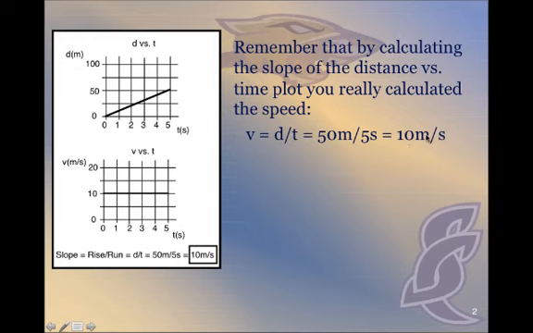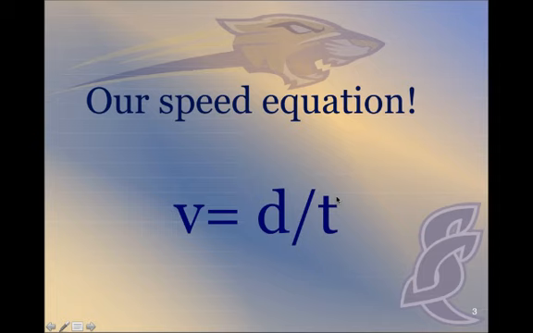We would end up with the object speed. So in this particular case, since we have a constant slope here, we're going to have a constant speed of 50 meters over 5 seconds, or 10 meters per second. So that is our speed equation. Speed is equal to distance divided by time.